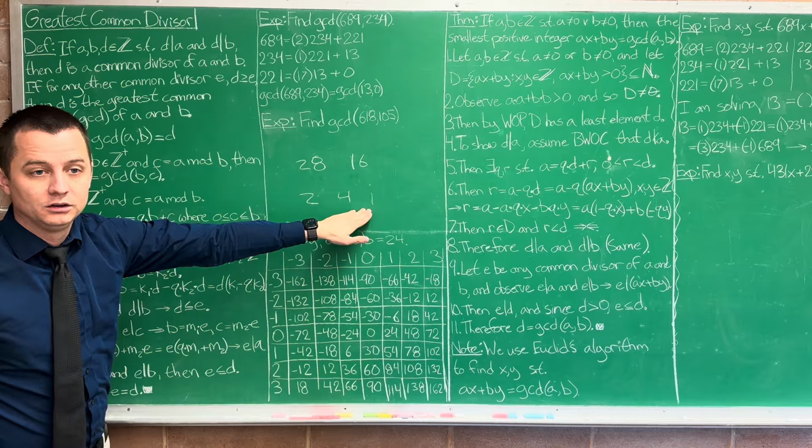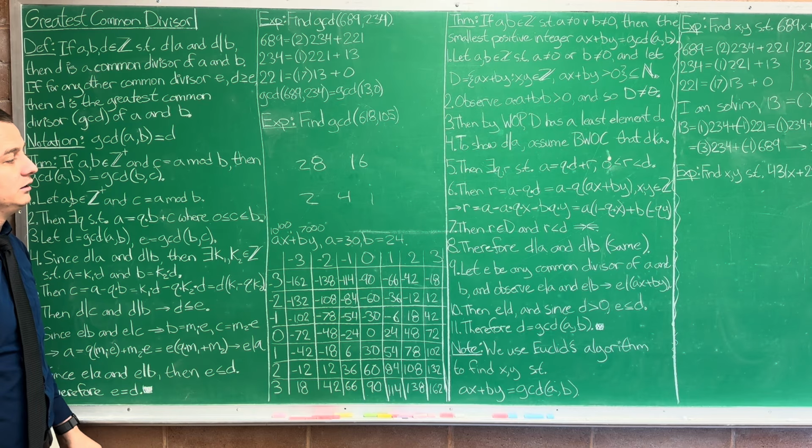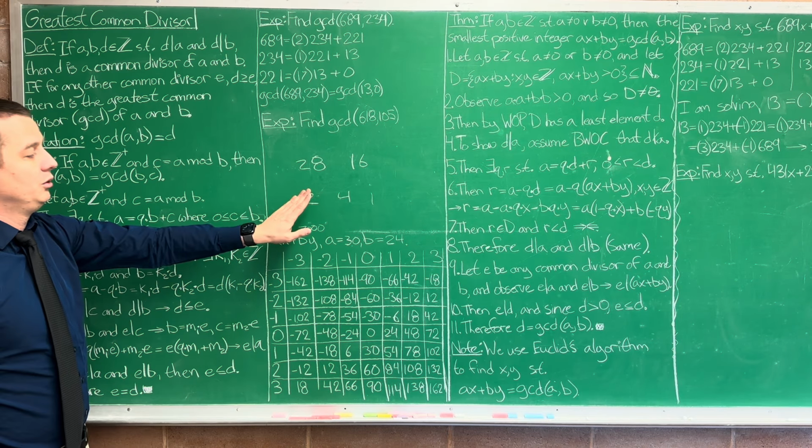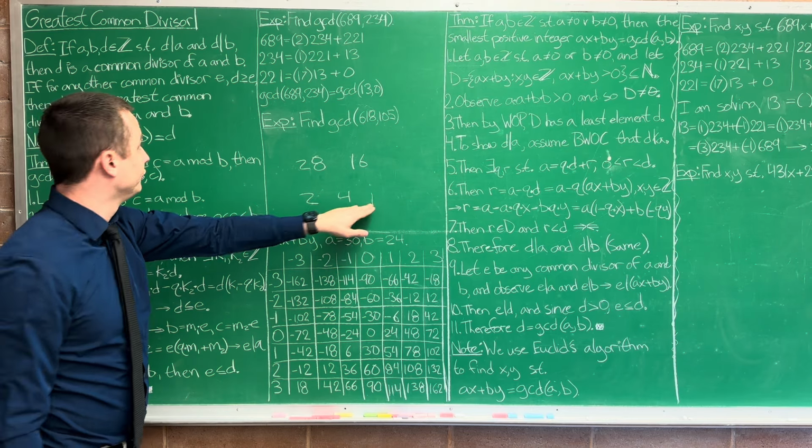Is there a least common divisor? Yeah, it will be the negative of your greatest common divisor. Is that true for every pair? Yep. Okay. So, these are examples of common divisors.